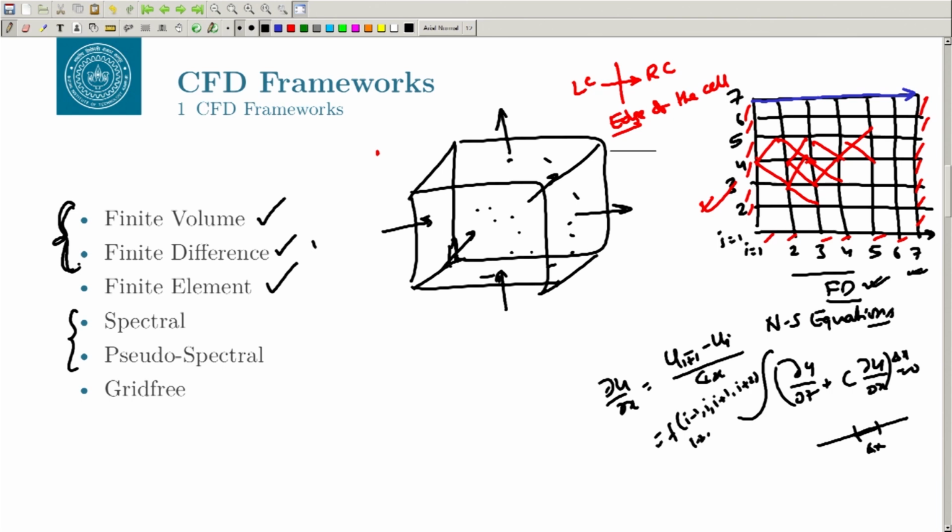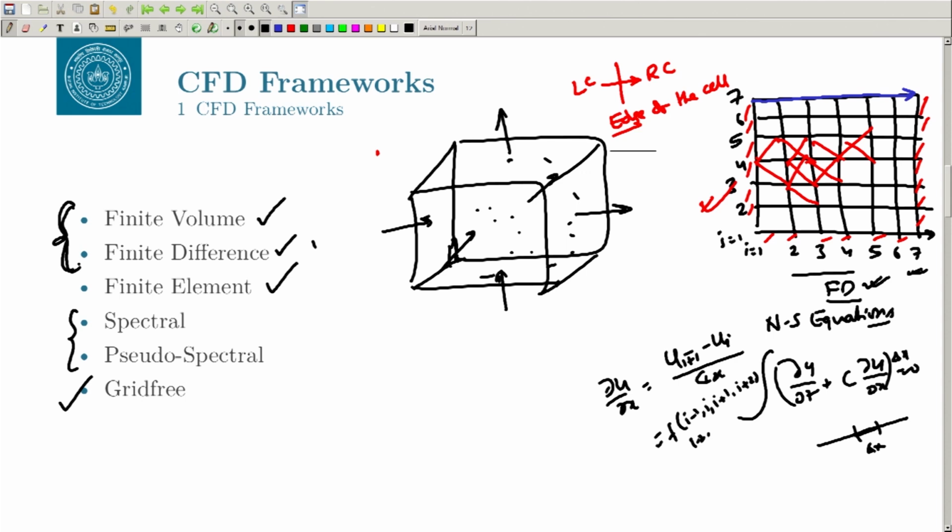Similar thing is pseudo spectral. Here some boundaries may be periodic and some boundaries may not be periodic. And then you have the grid free. What grid free means is that you do not have a grid, but what you have is a point cloud.